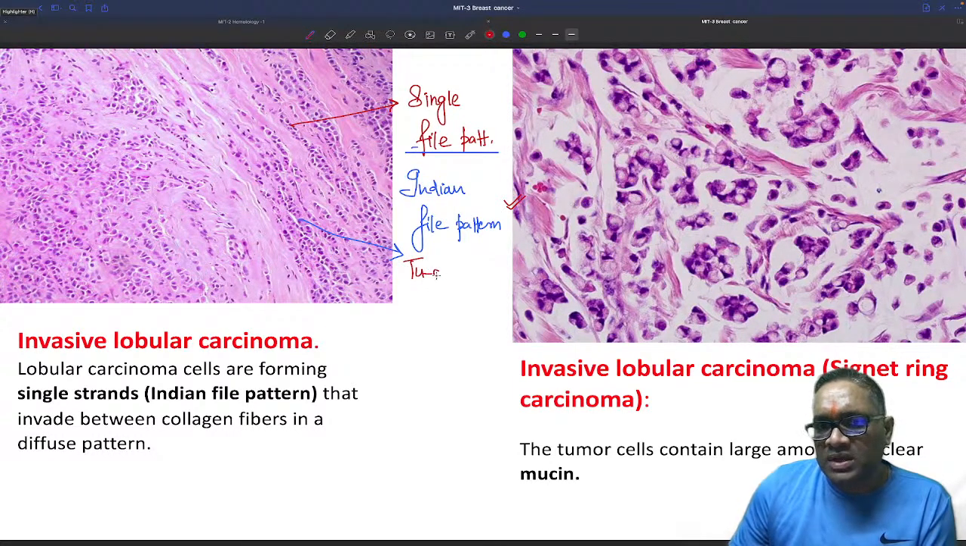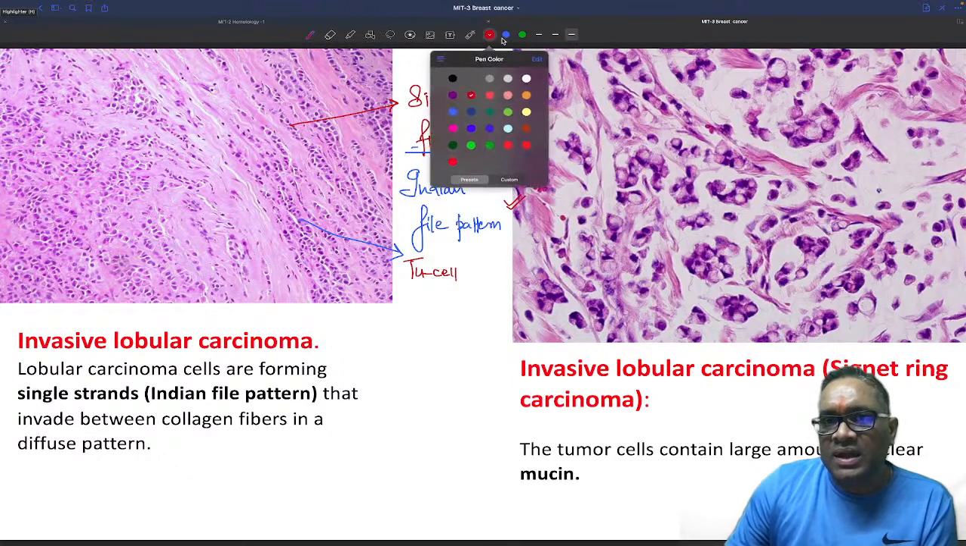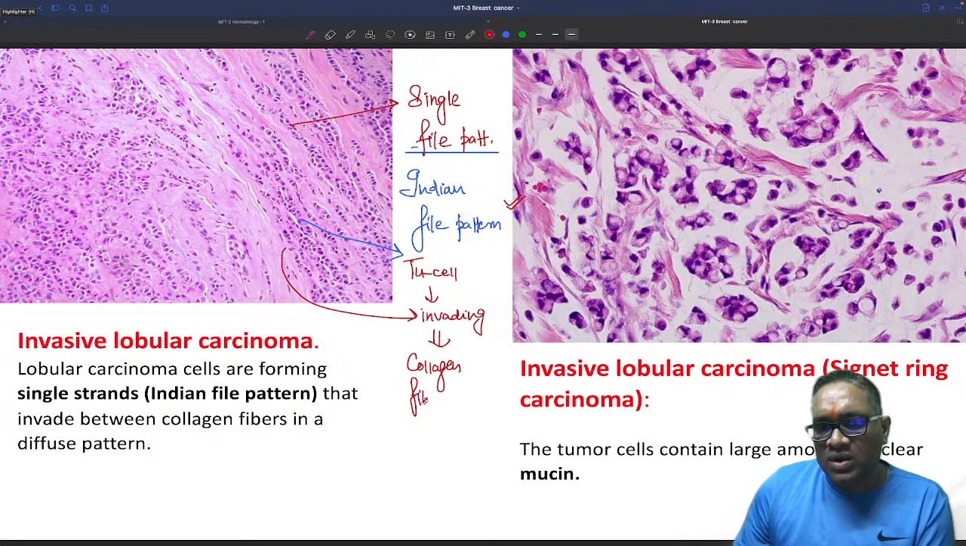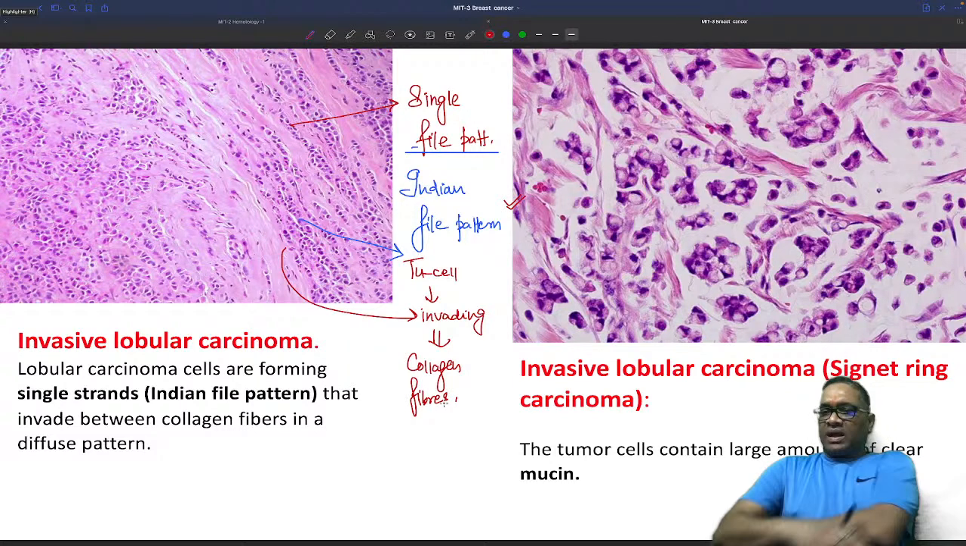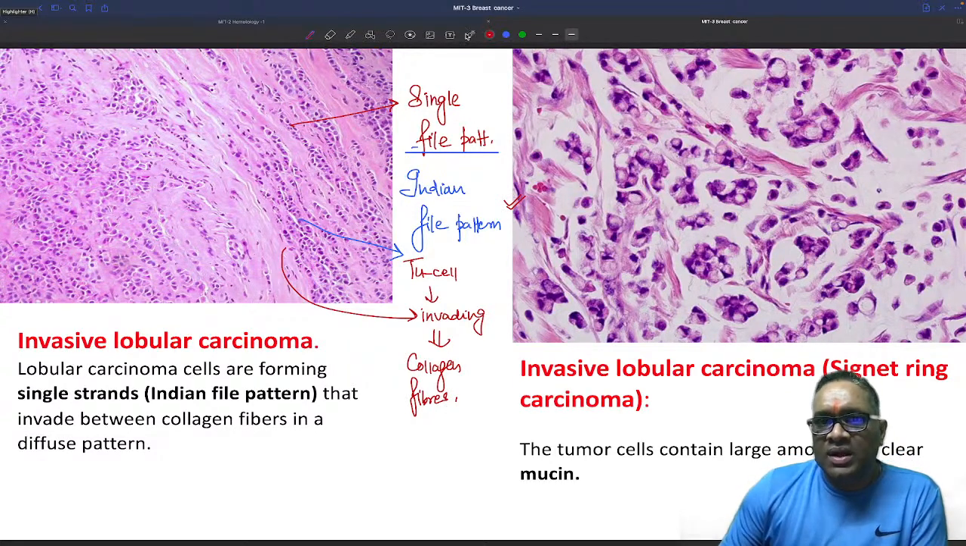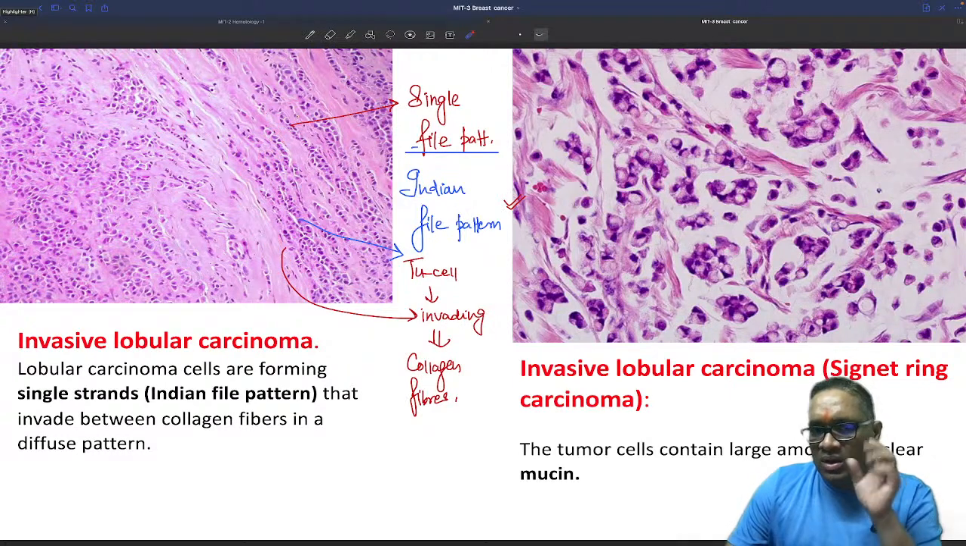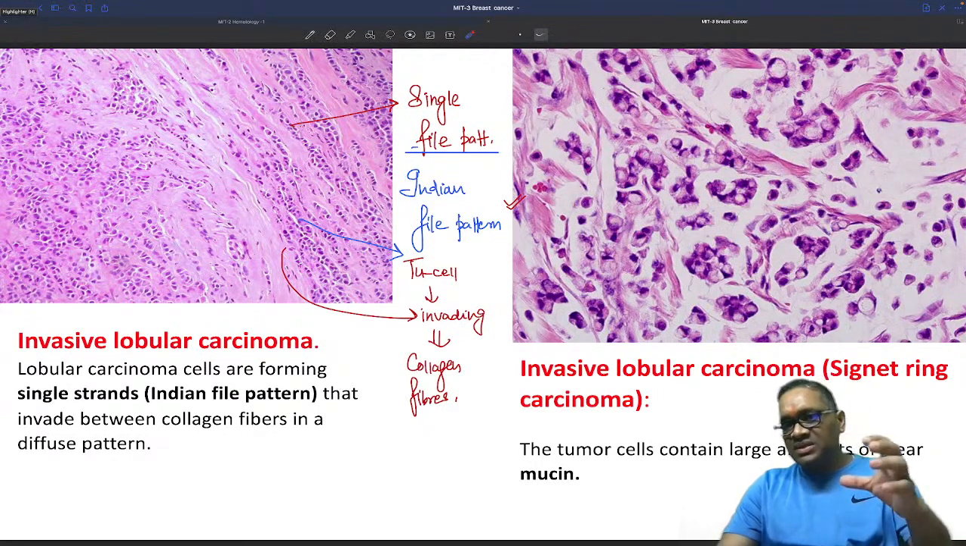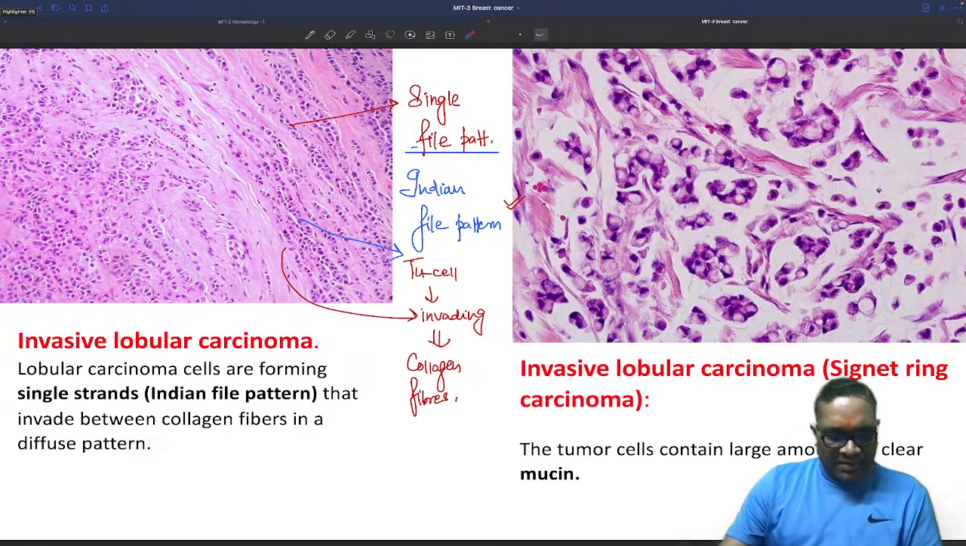All these are tumor cells. And how are these tumor cells? These are actually invading into the surrounding collagen. So this is the collagen. So tumor cells are invading collagen fibers, right? That is what we need to remember here. So tumor cells are arranged in a linear pattern, and they are infiltrating into the surrounding eosinophilic area, which is collagen, and these are the blue cells, small round blue cells. These are all examples of tumor cells infiltrating into the surrounding collagen, and this appearance is called Indian file or single file pattern.